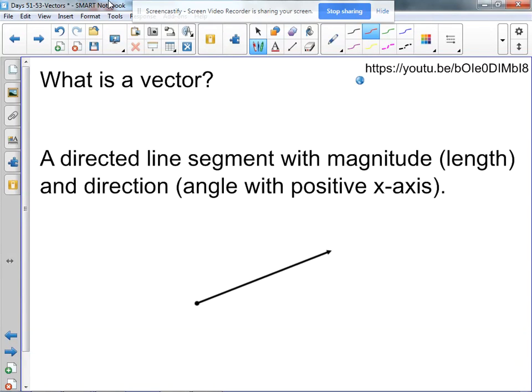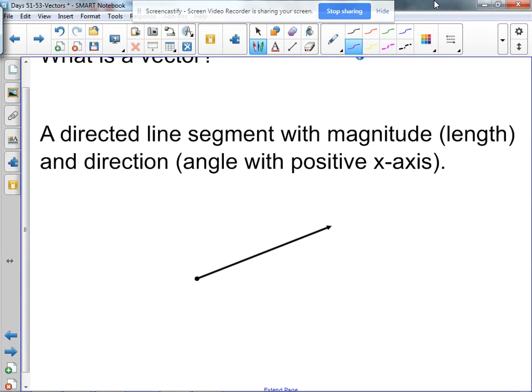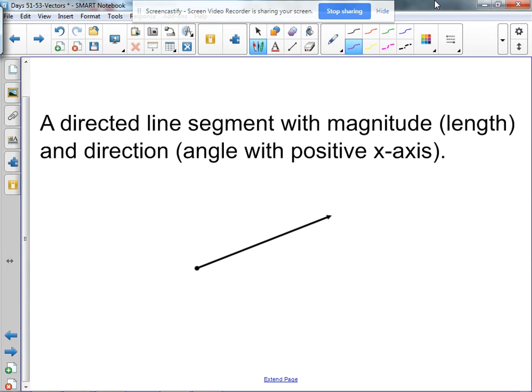So it has magnitude and direction. We will get to the direction part a little bit later. We're not going to talk about that so much here at the beginning, but it is the angle formed with the positive x-axis. So we're staying with our convention of how we measure angles being with the positive x-axis. So I've got an example of a vector there. Let's label the parts just so that we know the terminology here.